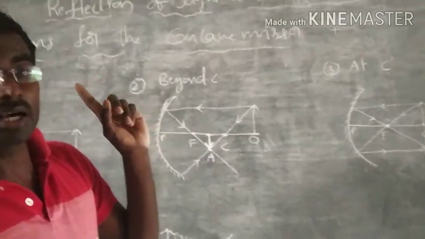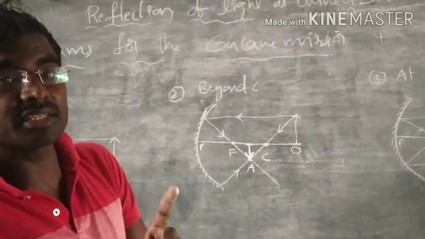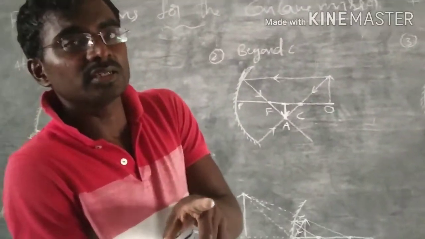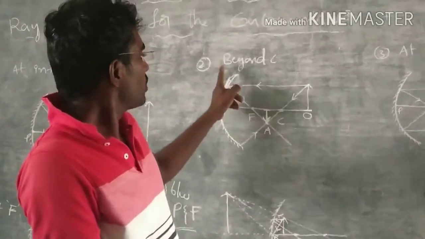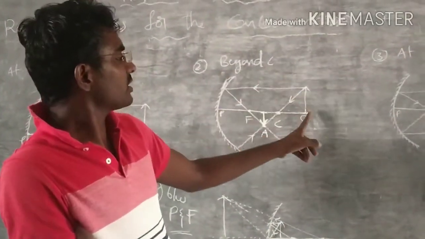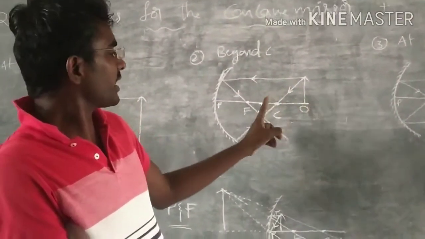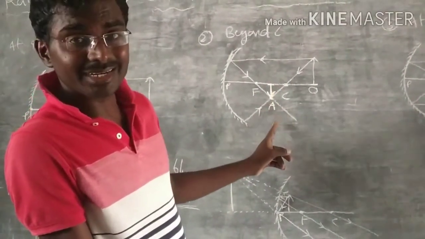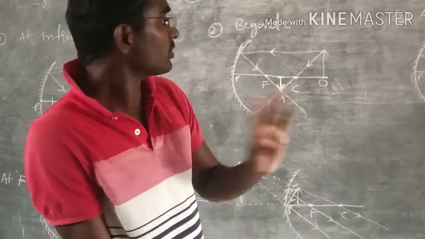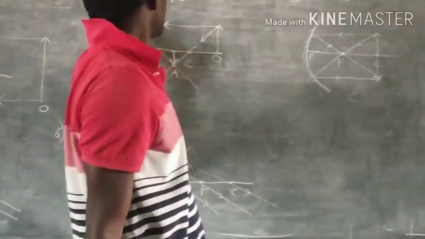Already you learned in the previous class, if you get the image on the screen, that image is called a real image. So whenever you keep the object beyond C, we will get the image in between F and C. The image is inverted and real. This is about the second case.